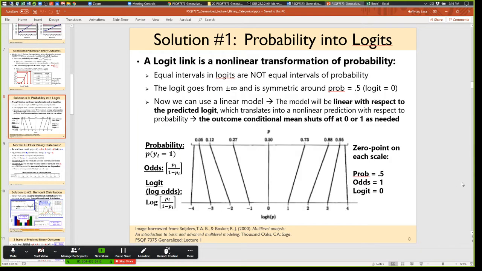This one, this is slide 8. Logits are on the bottom, and the lines going up above are the probabilities they map onto. So the same unit change in logit is a different amount of change in probability depending on where you are on the probability scale. Because the effect of a variable has to shut off in order for it to not exceed 1 or 0.